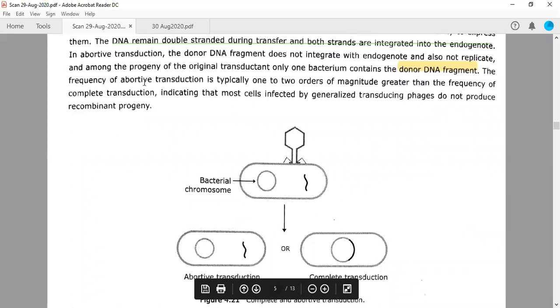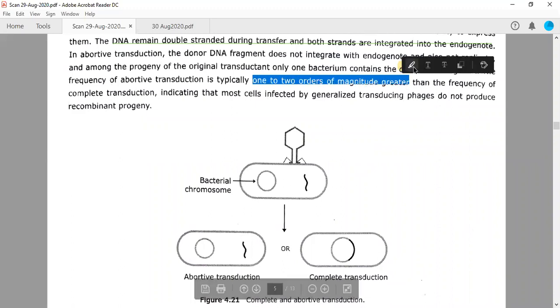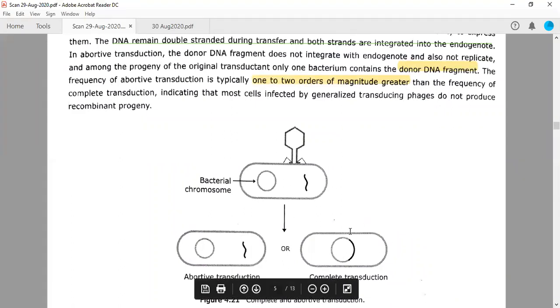The frequency of abortive transduction is typically 1 to 2 orders of magnitude greater than the frequency of complete transduction. So in most cases, this is the case. It means that complete transduction, or the integration of this particular DNA fragment from outside, is very, very rare when compared to this abortive type.